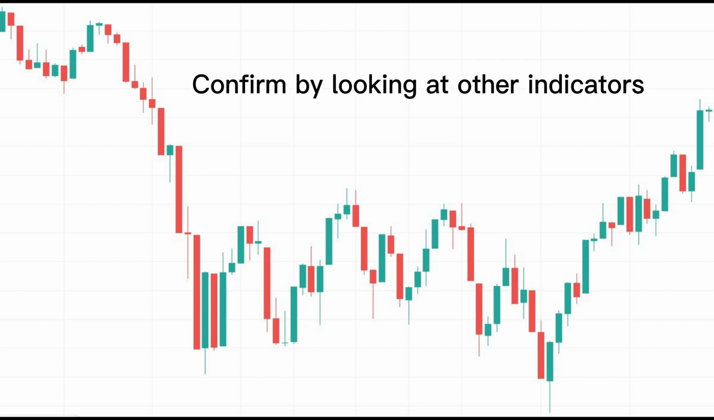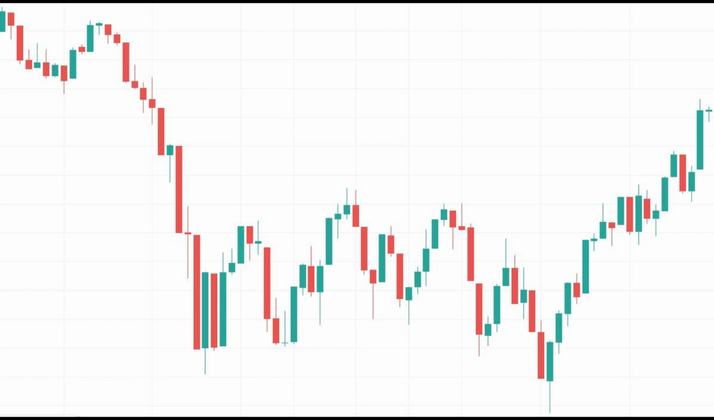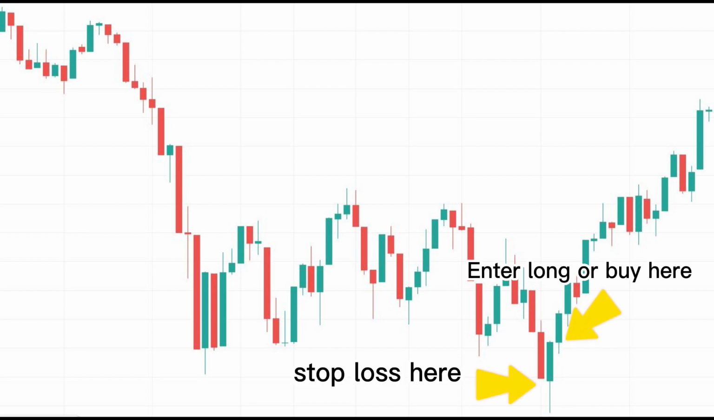Confirm the pattern. Once you have identified the two candlesticks that form the bullish piercing pattern, it is important to confirm the pattern by looking at other indicators which will be discussed in another training. Consider entry and exit points. If the bullish piercing pattern is confirmed, it can be a signal to enter a long position. Traders should set stop-loss orders below the low of the first candlestick to limit potential losses. Exit points can be set at a predetermined profit target or when the price begins to show signs of reversal.